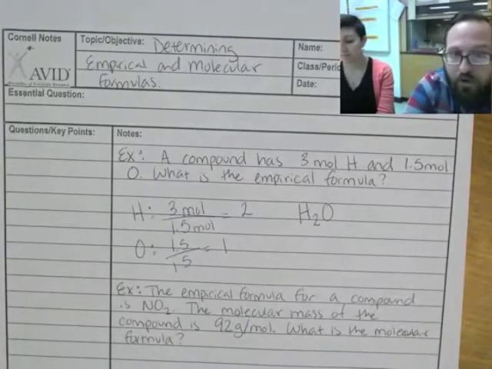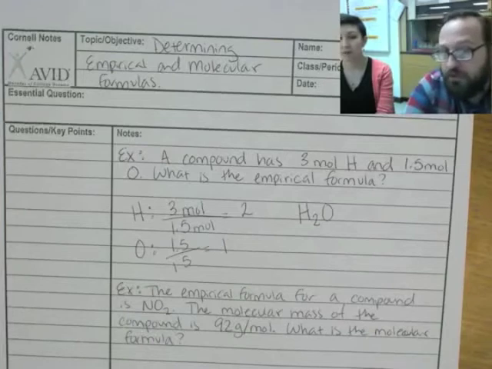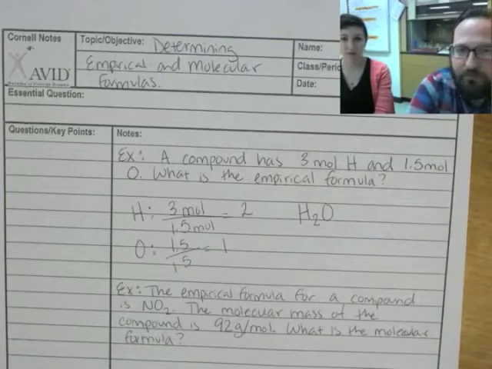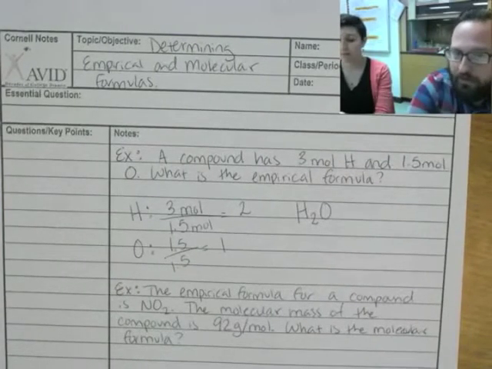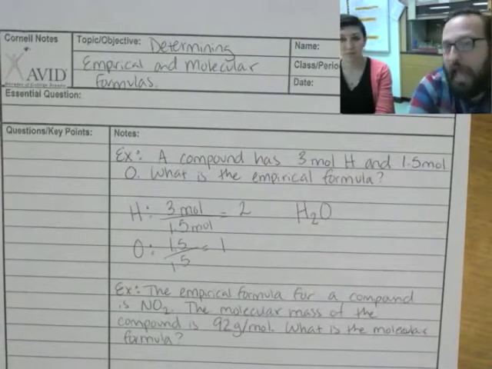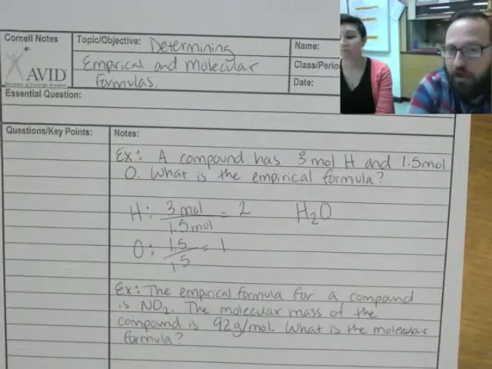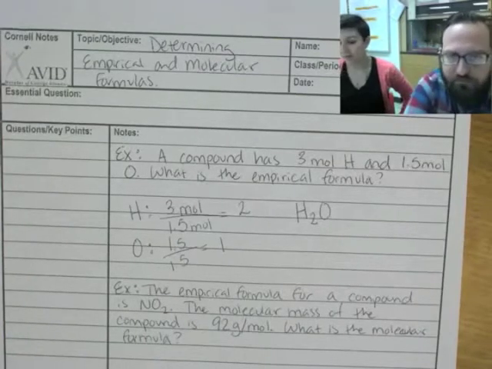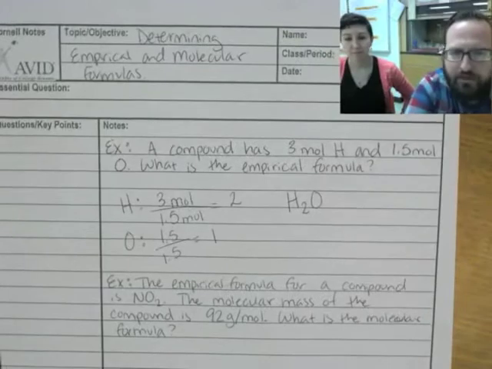Now we need to calculate the molecular formula using the empirical formula. So the empirical formula is just kind of like a practice formula, and the molecular is like the actual one? Right. The molecular formula is actually how many atoms of each there are, and we use the molecular mass to figure that out. And the molecular mass is the same thing as the molar mass? Molar mass, yes, the mass off of the periodic table.